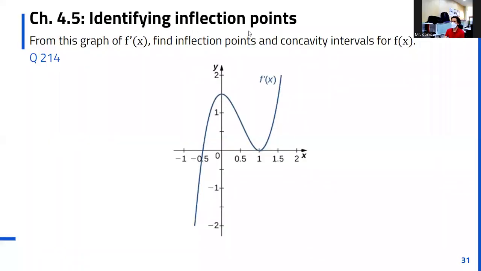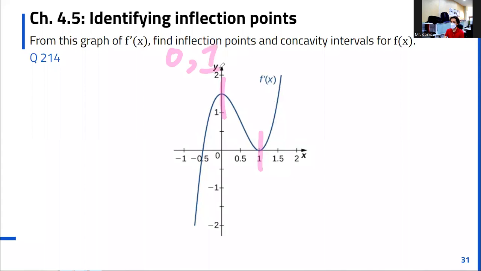All right, two more of these. This one is not so bad. So here, inflection points, we are just looking for turning points. So turning points in the first derivative must be inflection points of our original function. So at 0 and 1, we have inflection points.